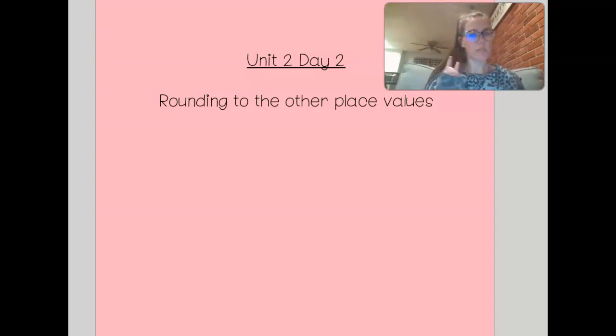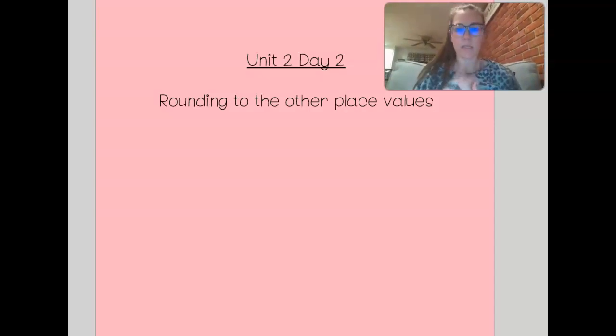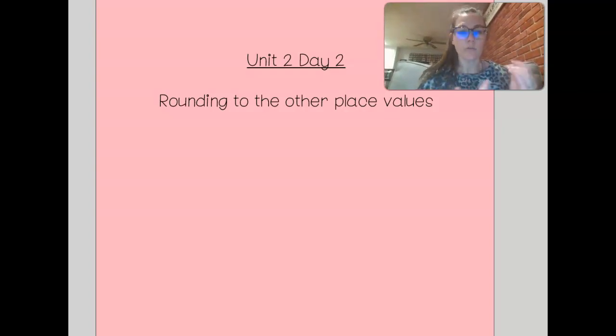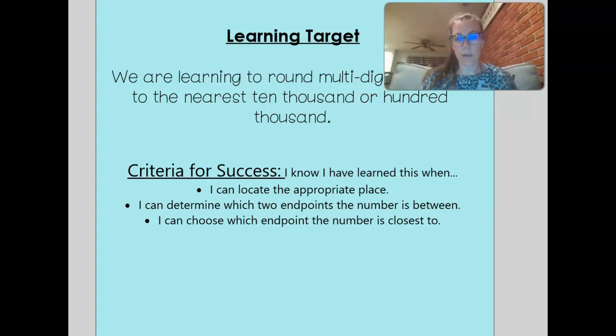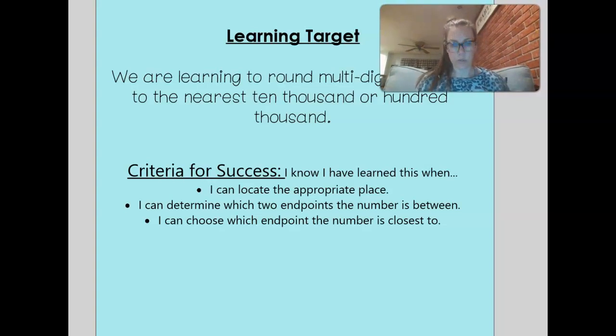Okay, we are moving on to day 2 of rounding. Basically, today's focus is using the knowledge we learned from day 1 of rounding to round to other place values with the vertical rounding strategy we talked about and practiced. Here's our learning target. We are learning to round multi-digit numbers to the nearest 10,000 or the nearest 100,000.